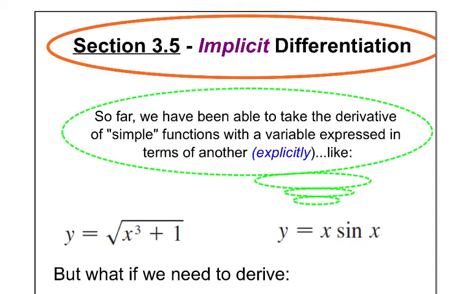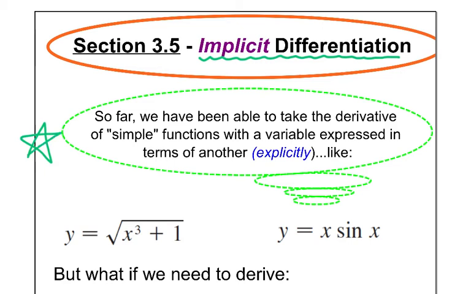Hey AP friends, today we're going to learn section 3.5, which is a very different type of differentiation we call implicit. What you guys have been doing up until now is something called explicit differentiation, but you didn't realize you were even doing that.